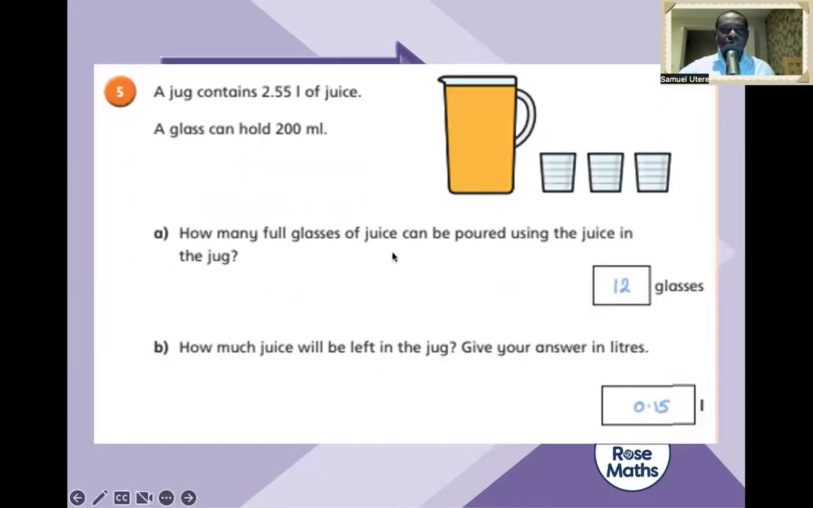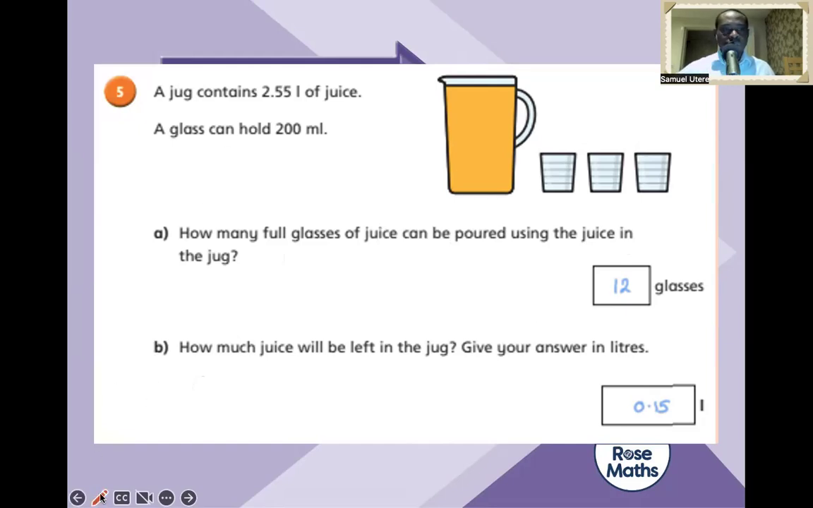So here you ask, a jug contains 2.55 liter of juice. A glass can hold 200 ml. So here is the jug and here is the glass, right? How many full glasses of juice can be poured using the juice in the jug? And then next you ask, how much juice will be left in the jug? Give your answer in liters. Okay, I need to discuss this one.